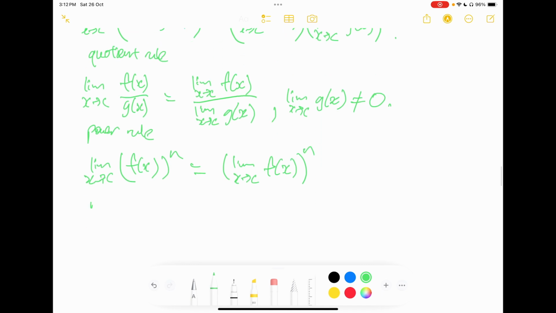And lastly, we will have the root rule, I think, which is the same thing as well. It's an extension of the power rule.